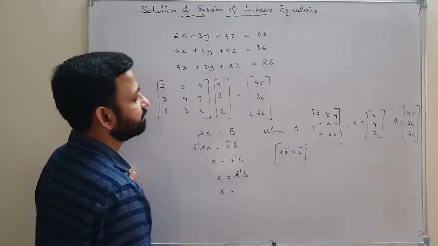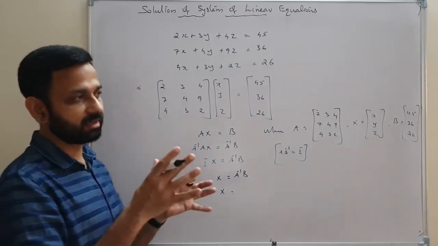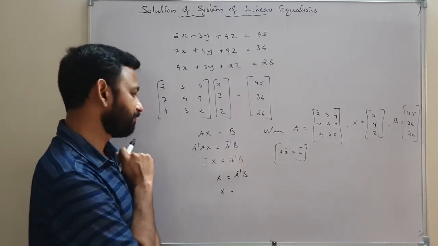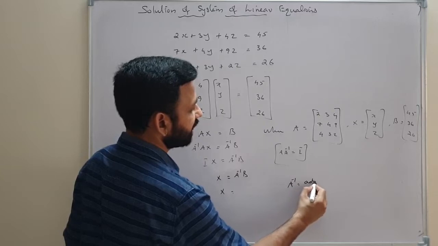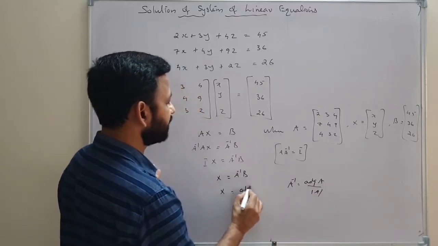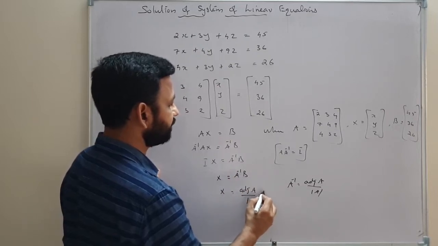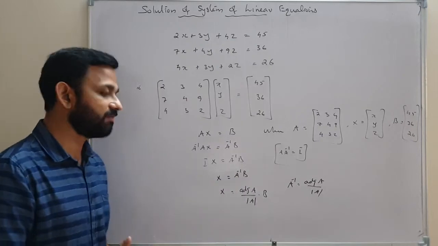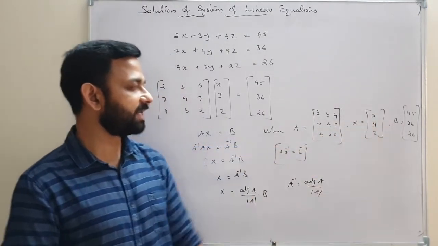That is, X is equal to the inverse of matrix A times B. We already learned inverse in the previous video. A inverse is equal to adjoint A divided by determinant A. So we can replace A inverse by adjoint A divided by determinant A, into B. So we will get the values of X, where X is the column matrix x, y, z.